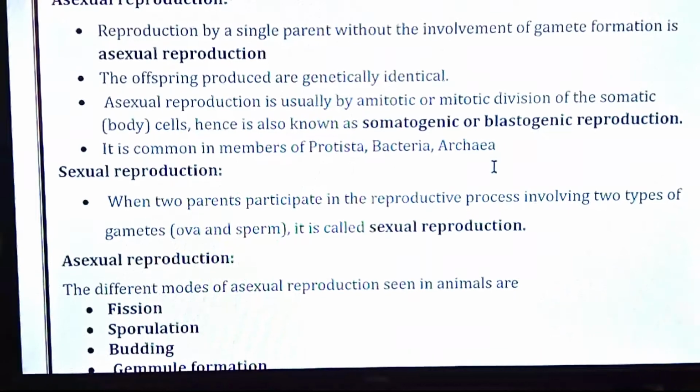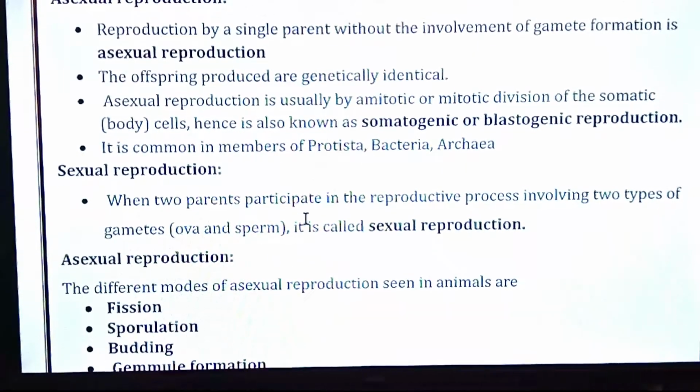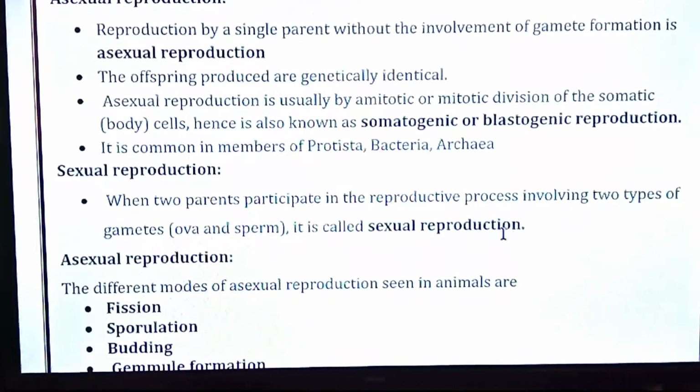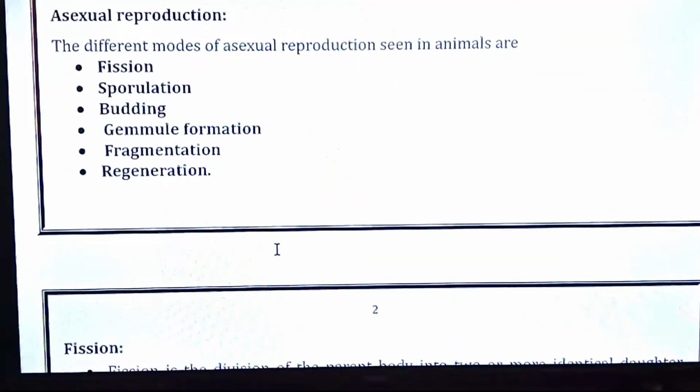The second type of reproduction is called sexual reproduction. When two parents participate, we need a male and a female parent for this. Two parents participate in the reproductive process involving two types of gametes, as we have already said, ovum and sperm. Then it is called sexual reproduction. So I repeat the definition: when two parents participate in the reproductive process involving two types of gametes like ovum and sperm, it is called sexual reproduction.